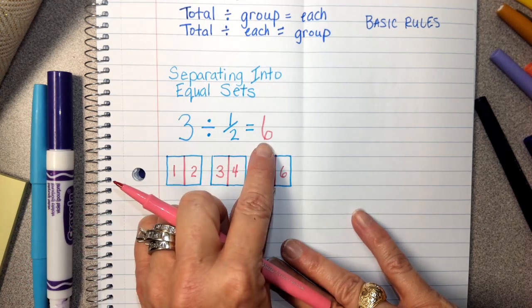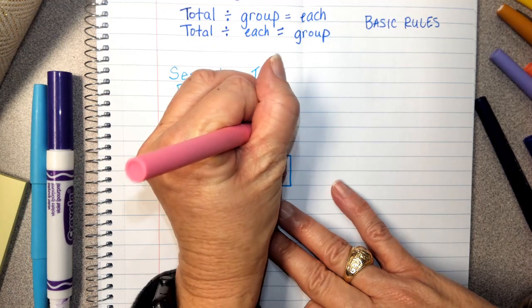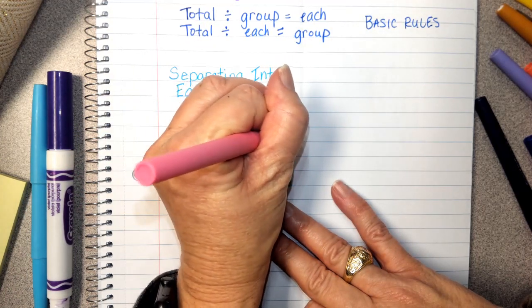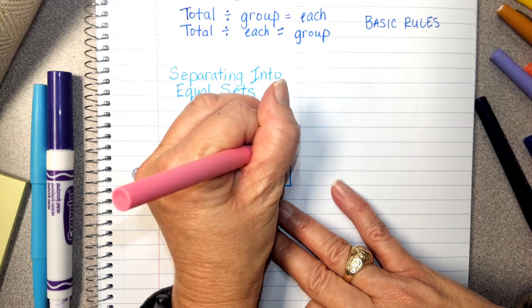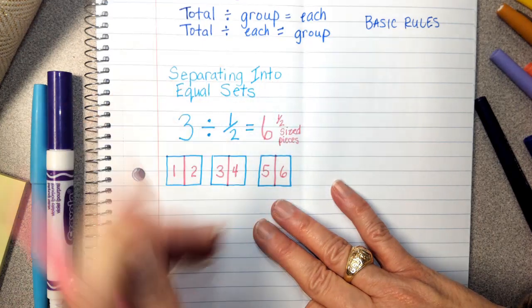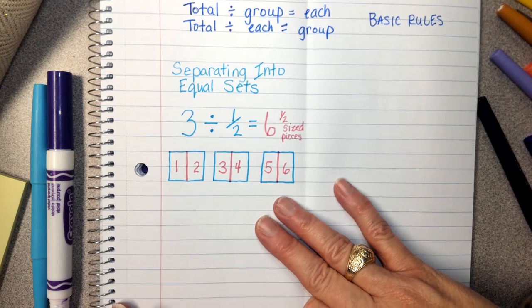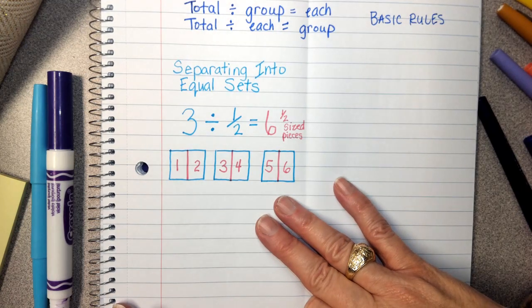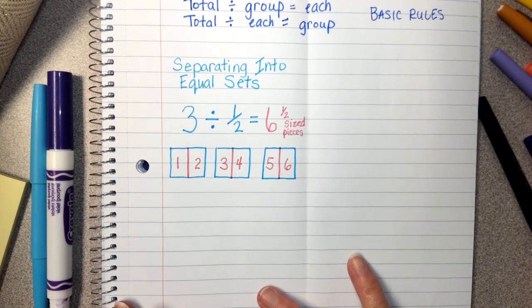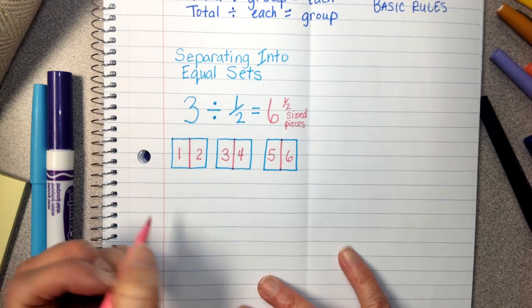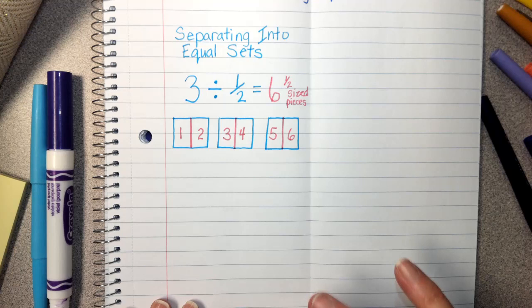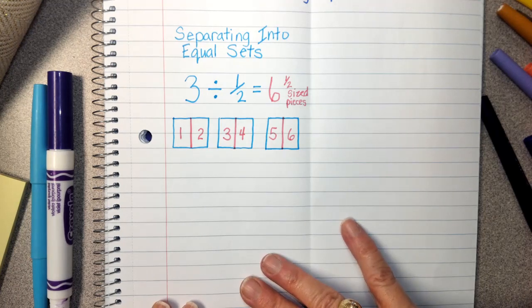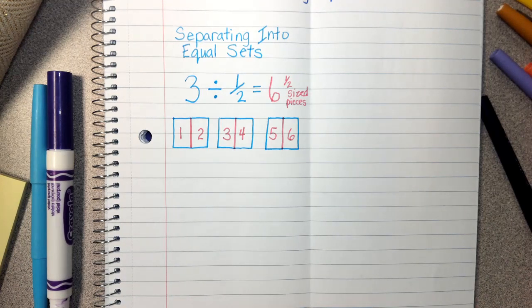So we would call these 6 1/2 sized pieces. And it's important when we're working with fractions and dividing that we really make sure that we're labeling and understanding that. So what I want you to write down next are a few steps that are going to help you when you think about, well, how do I separate? What am I going to do when I don't have that Play-Doh in front of me?